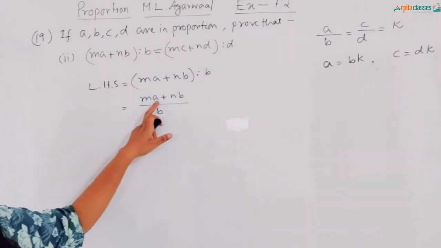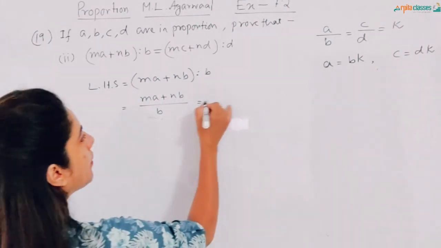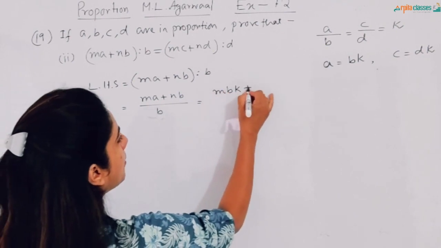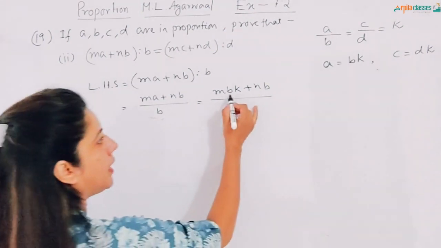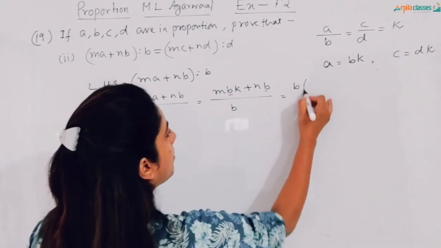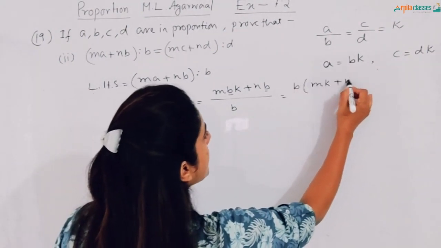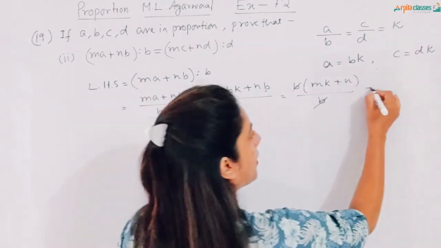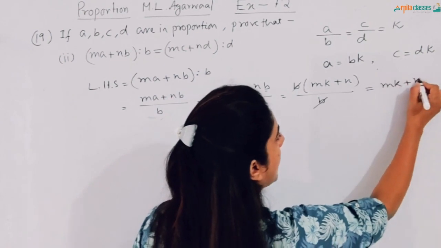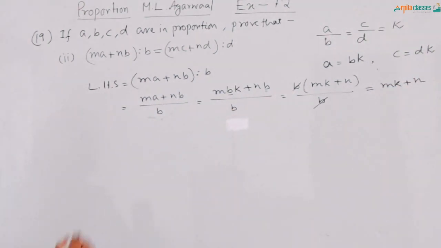Now in place of A, I will write BK. So it will be (MBK + NB) upon B. From the numerator, we can take B common. So if I take B common, it is B(MK + N) upon B. B and B get cancelled. So from here we get MK + N. That is what we are getting from the left hand side.